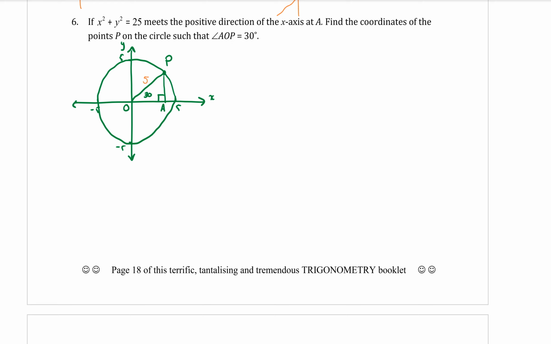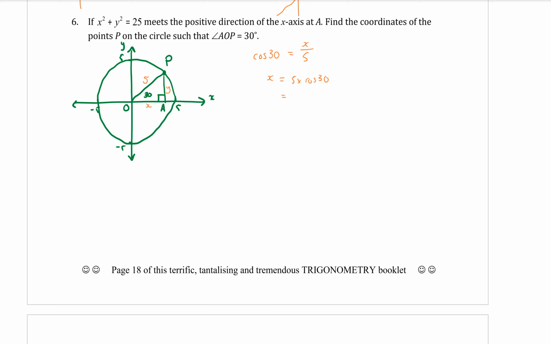I can use SOHCAHTOA. I'm going to call this one across here, because that's the x-axis, the letter x, so I can find my x coordinate. Later on I'm going to find that one there, which is going to be the y coordinate. Starting with x. X is the adjacent, and the 5 is the hypotenuse. So if I use cos 30 equals adjacent over hypotenuse, cos 30 equals x over 5. I can find x by timesing the 5 across. That's 5 times cos 30.